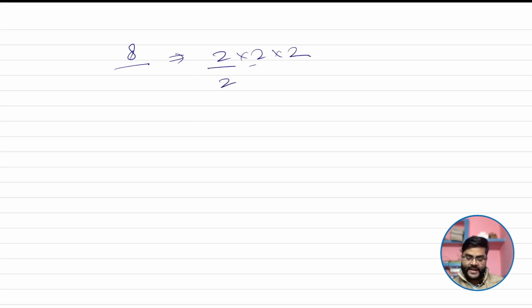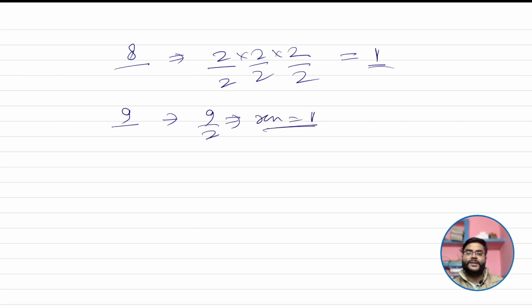Why? Because any number, let's say 8, if you break it, it will be 2 into 2 into 2. So the first time you divide by 2, the second time you divide by 2, the third time you divide by 2, and at the end you will get 1. But if it is odd, say 9 divided by 2, right there it will give you remainder as 1. So if the remainder is 1, it is not a power of 2. An odd number cannot be a power of 2.